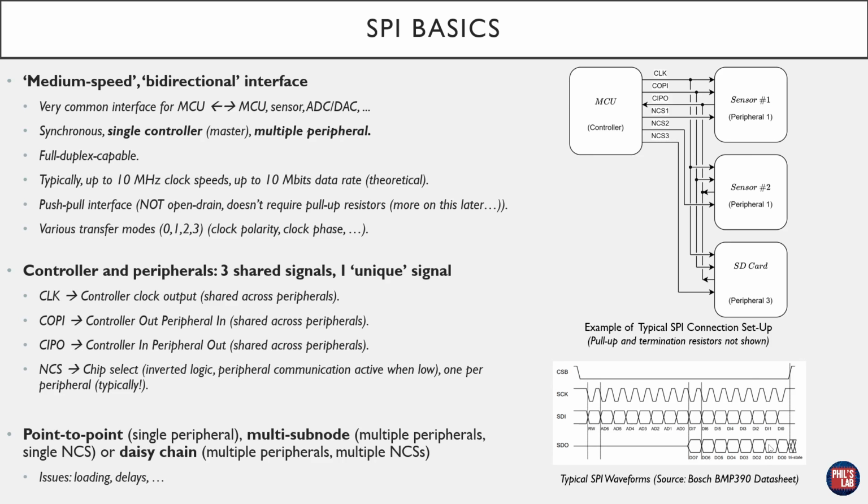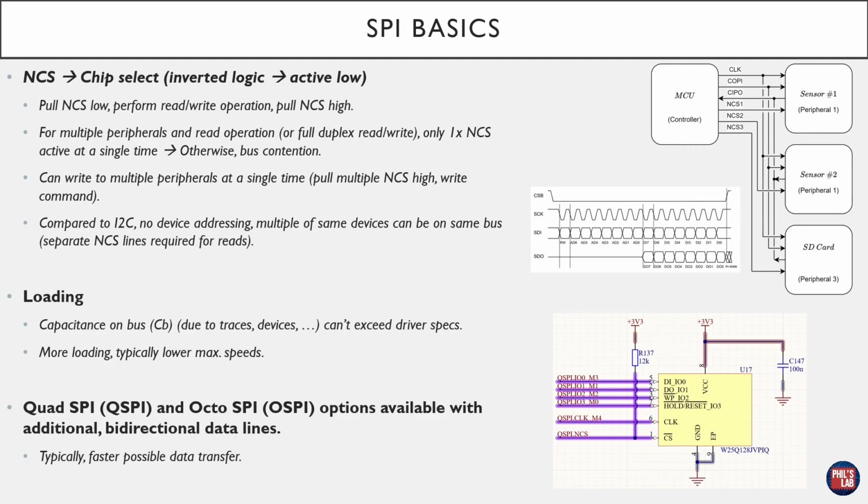Bottom right-hand side, this is taken from a Bosch BMP390 pressure sensor datasheet. We have typical SPI waveforms, and as you can see, we have the chip select bit or NCS line at the top, clock, serial data in, and serial data out at the bottom. There are also different terminologies instead of this controller out, peripheral in, peripheral out, and so forth that you have to pay attention to, but the modern, these days accepted naming is the scheme we're looking at in this video.